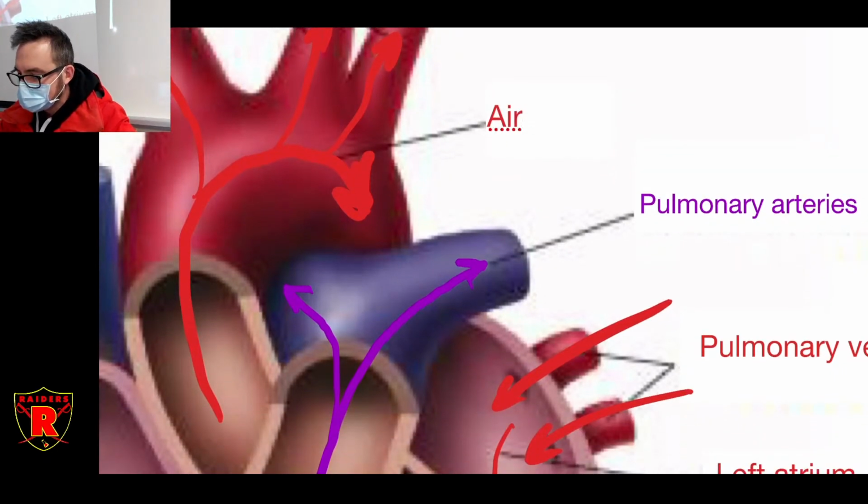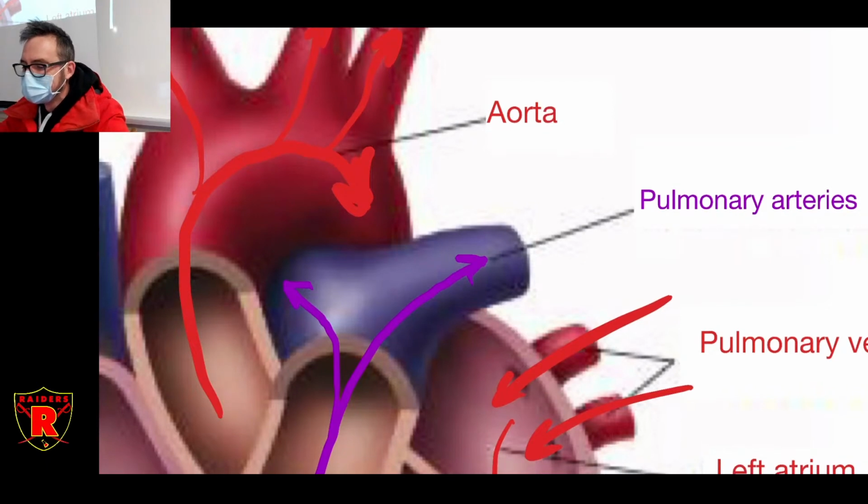Not aorta. Come on, help me out here. Aorta. I'm struggling. There we go.